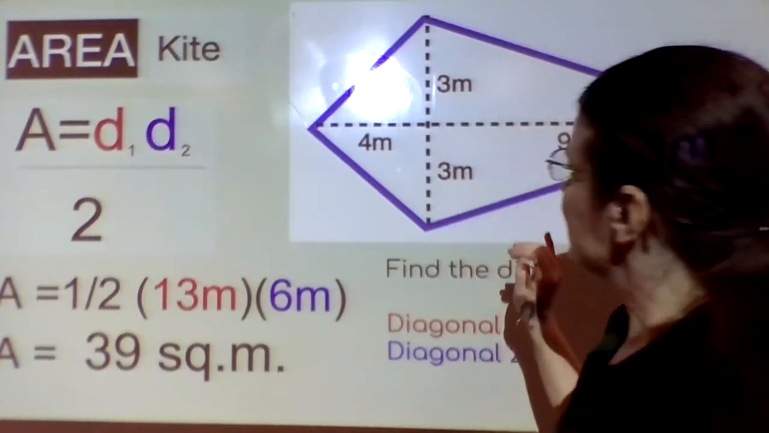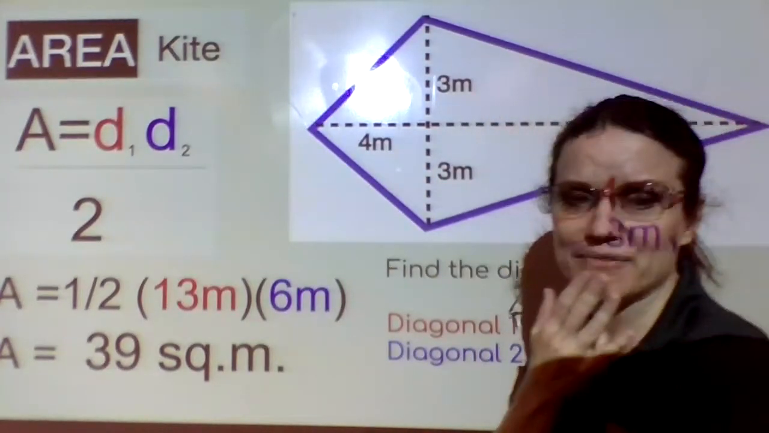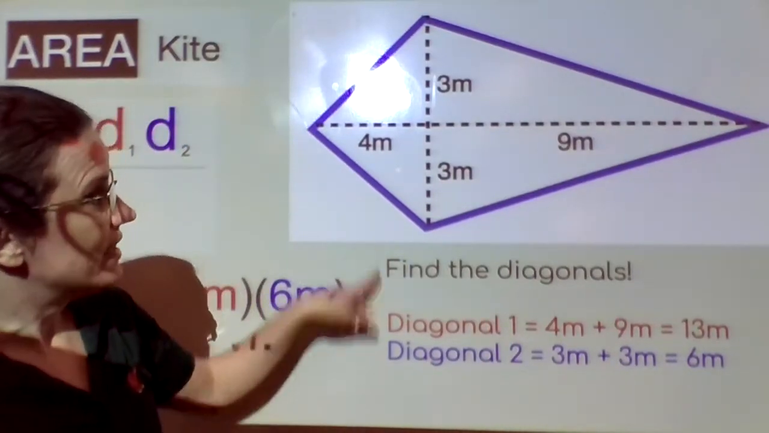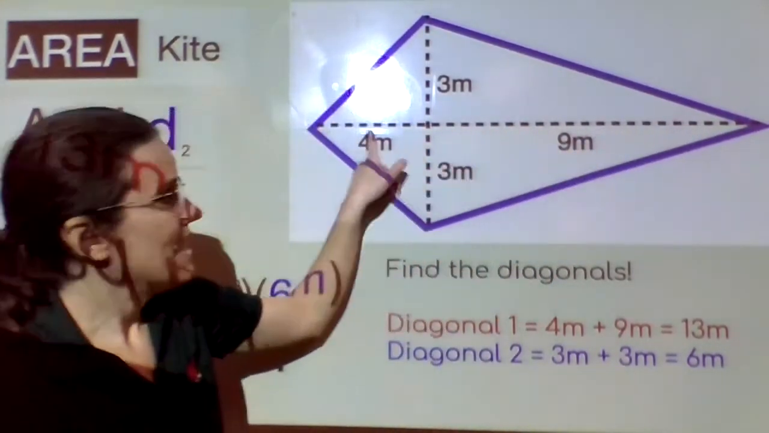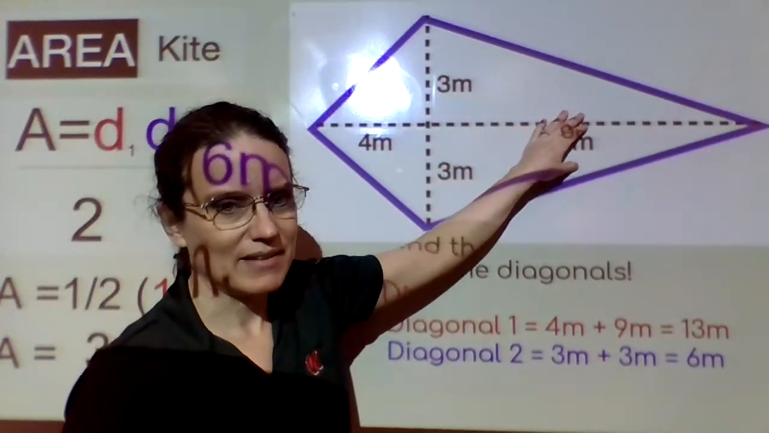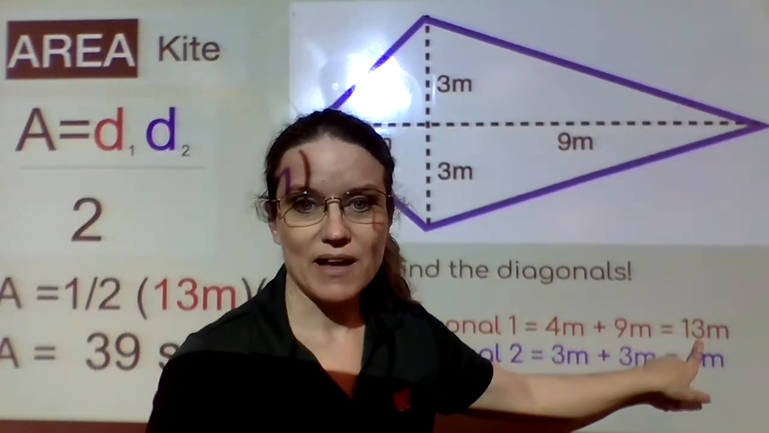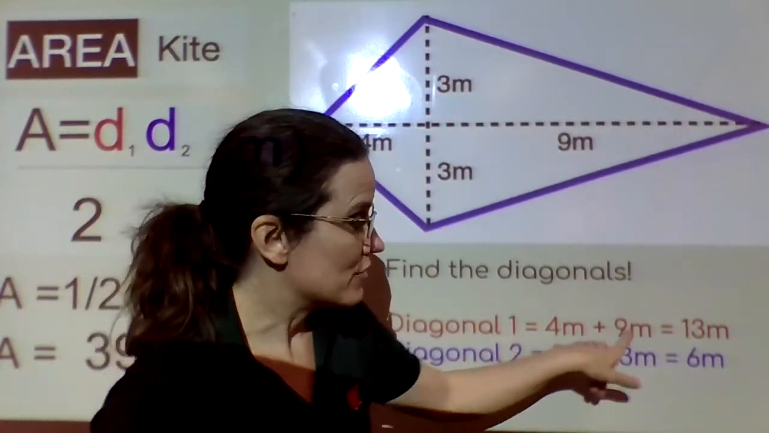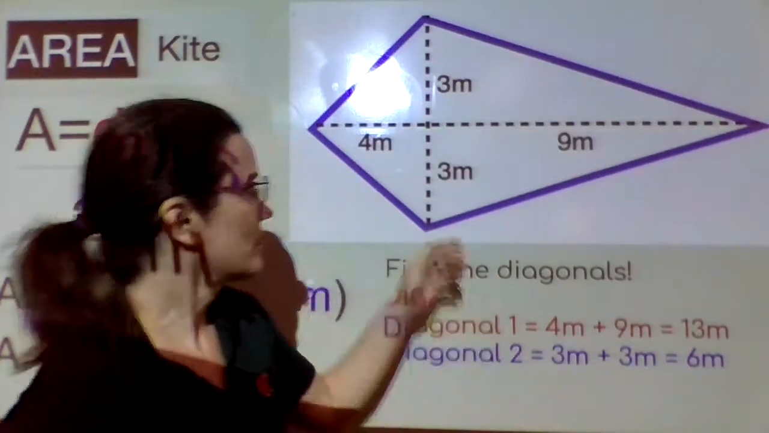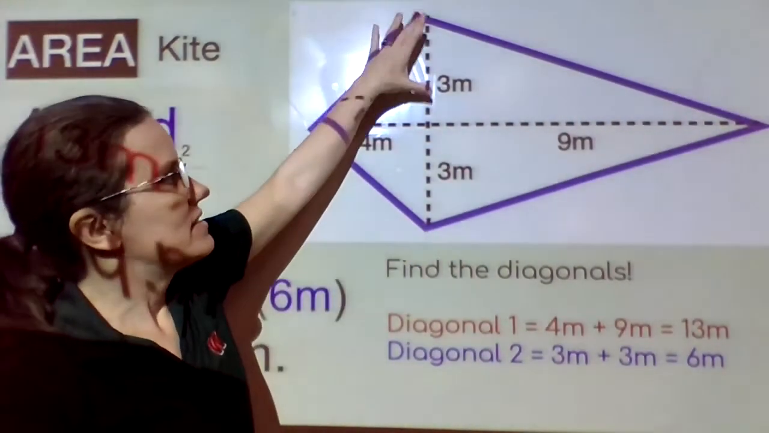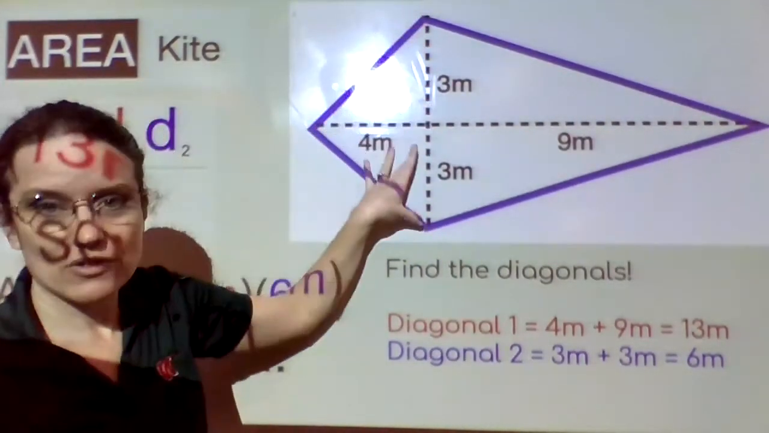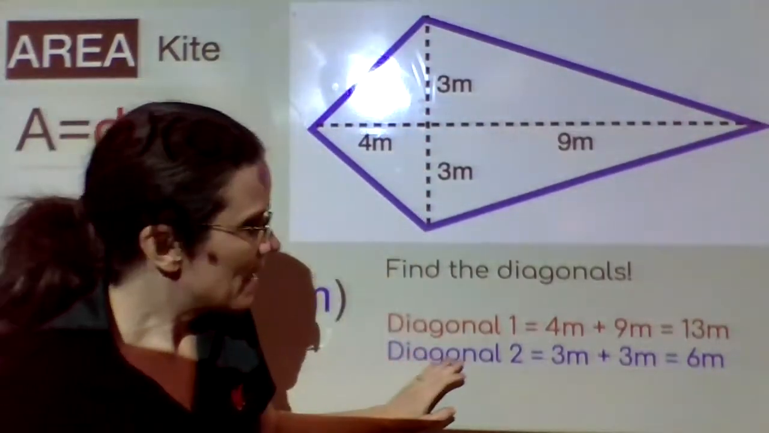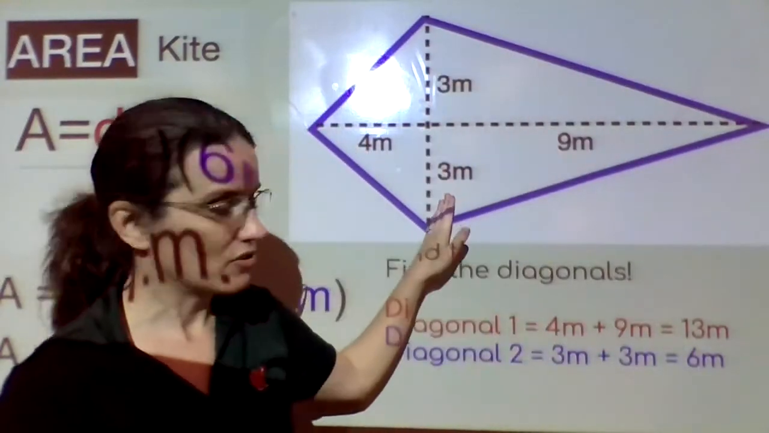Now, oh dear, I'm going to have to do a little bit of work to figure out the length of my diagonals. My diagonal 1, this guy going across here, has a piece that's 4 and a piece that's 9. So I'm going to have to add those together to find the length of that diagonal before I do any work with my area. So I add 4 meters plus 9 meters and get 13. Then for this other diagonal, it's 3 and 3 because the long diagonal always bisects the short one in a kite. So I had 3 and 3, and that gave me a 6 meter diagonal here.